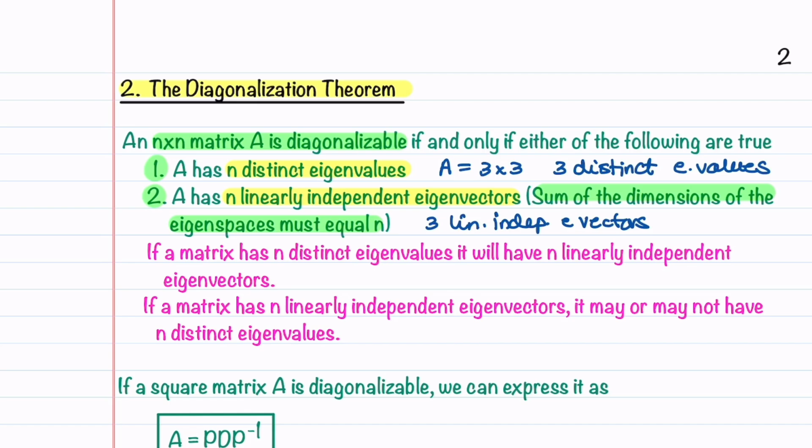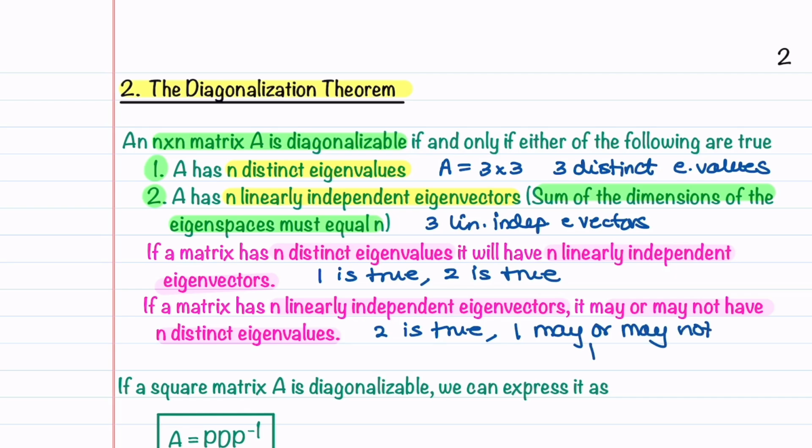It's also important to note that if a matrix has n distinct eigenvalues, like step 1, it will have n linearly independent eigenvectors. This means if step 1 is true, then step 2 is going to be true. However, if a matrix has n linearly independent eigenvectors, it may or may not have n distinct eigenvalues. This means that if step 2 above is true, 1 may or may not be true. There's so much theory that goes along with linear algebra.